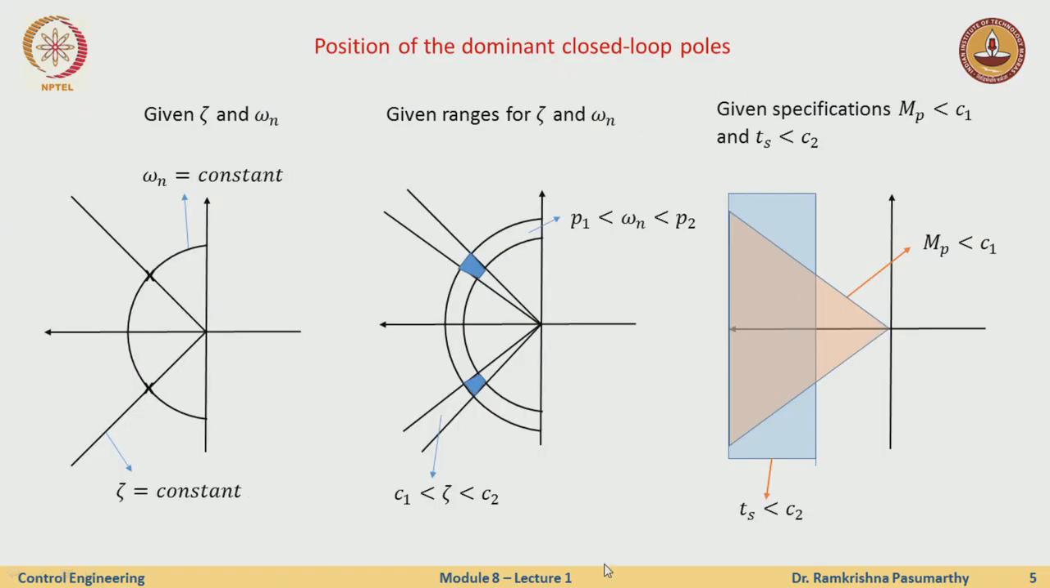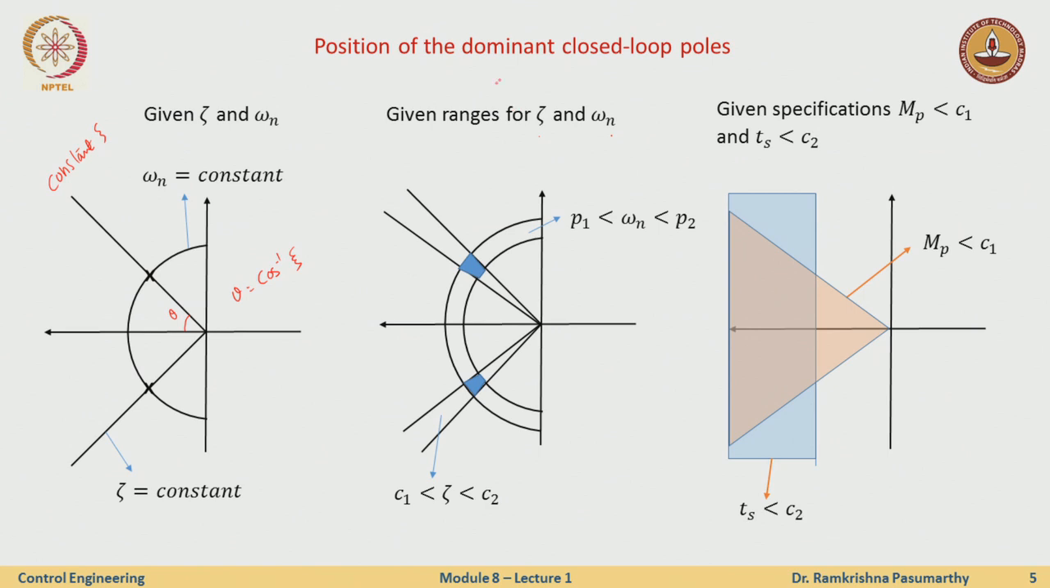So the first question is, where are the dominant poles? If I look at it graphically, given a zeta and given an omega n, I can look at this plot. These are lines which are constant zeta lines, right? And how is this angle theta determined? Theta is cos inverse zeta, and these are lines which have constant frequency. For different frequencies, I have semicircles here or here and so on, and we had seen this in one of our earlier lectures.